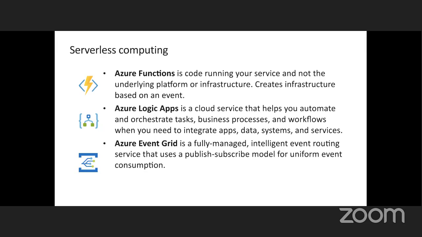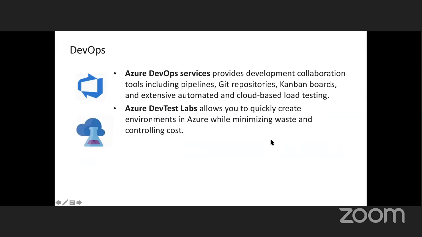Next one is DevOps, and DevOps is just development and operations. Okay, so DevOps is a culture, it's a mindset, it's an idea that bridges the gap between development and operations, and it provides development collaboration tools, including pipelines, Git repositories, Kanban boards, and extensive automated and cloud-based load testing. So when you hear DevOps, you just think real quick about automation.